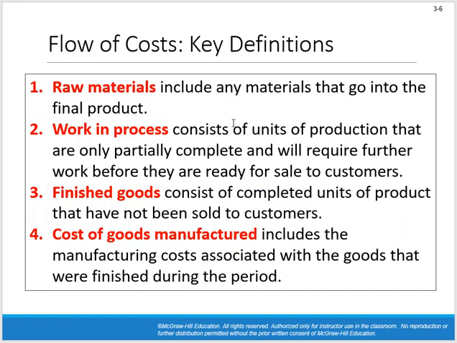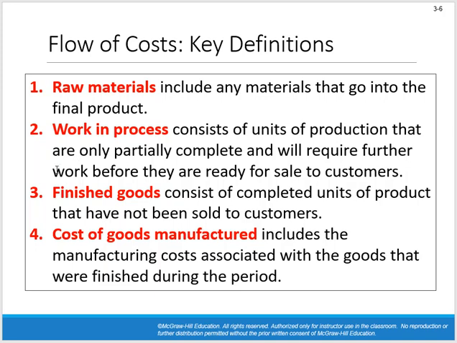So as you guys know, we've got 3 different types of inventory now. We have raw materials inventory, so that's the materials that go into the final product. Then we have WIP inventory, which consists of units of production that are only partially complete and require further work before they're ready for sale to customers. WIP is where we add in our raw materials, our direct labor, and our MO. So that's where everything gets gathered. And then once the product is finished, it moves into finished goods inventory. So that's our completed units of product that have not been sold to customers.